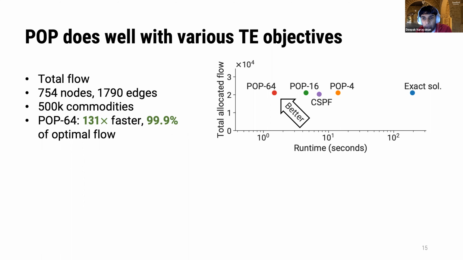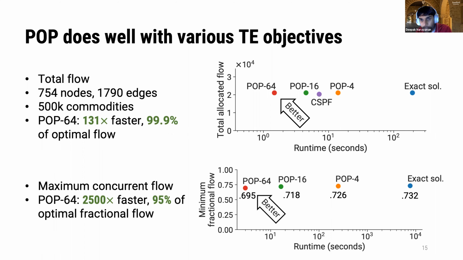We can also apply POP to maximum concurrent flow, which is a fairness objective for traffic engineering. POP can decrease runtimes from hours to tens of seconds. Thus, we see that POP results in faster runtimes with almost identical allocation quality across objectives.